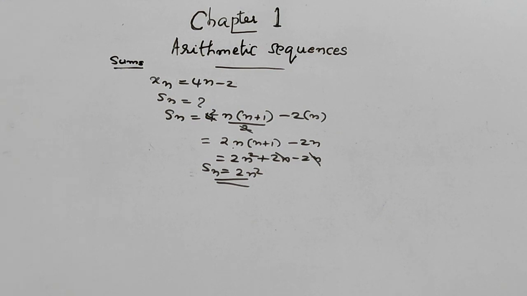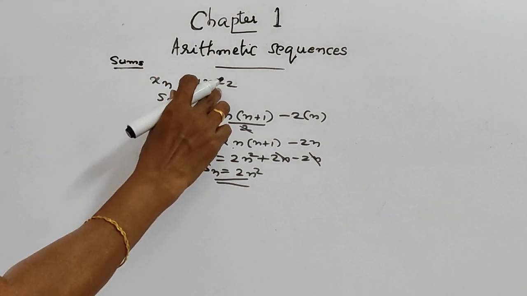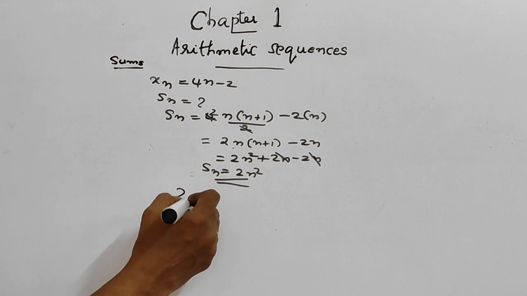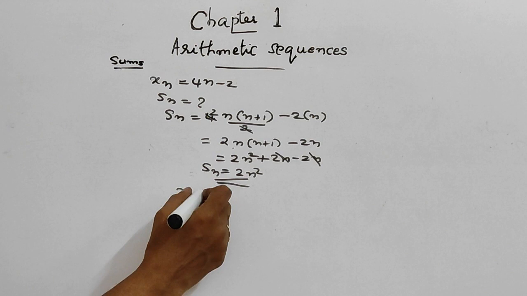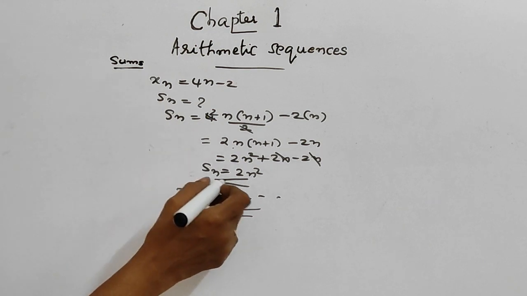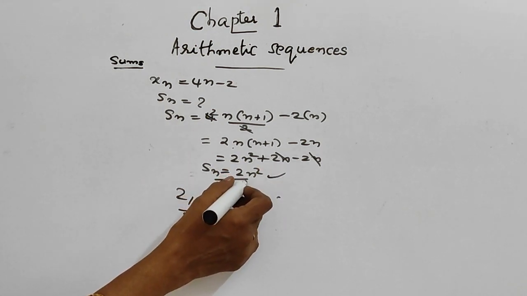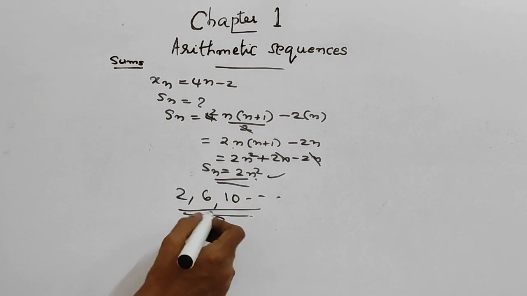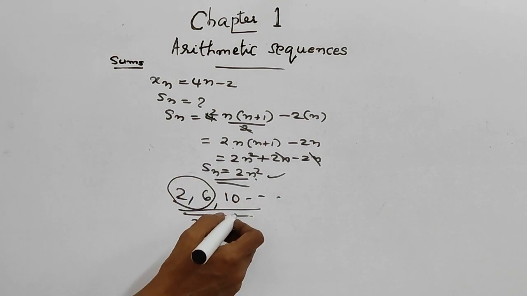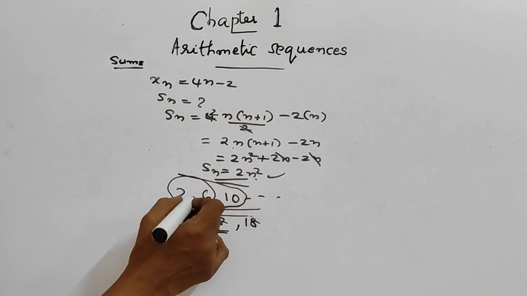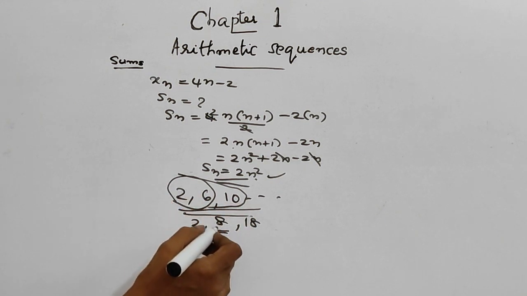Now we can find the sequence. Here also you can find the sequence. What is the sequence? 4 into 1 is 4, 4 minus 2 is 2. 4 into 2 is 8, 8 minus 2 is 6. Then 10. This will be the sequence. For the sum, 2 into 1 square is 2. 2 square is 4, 2 into 4 is 8; see, 2 plus 6 is 8. Now 3: 3 square is 9, 9 twos are 18. See, sum of 3 terms: 6 plus 10 is 16, plus 2, 18.